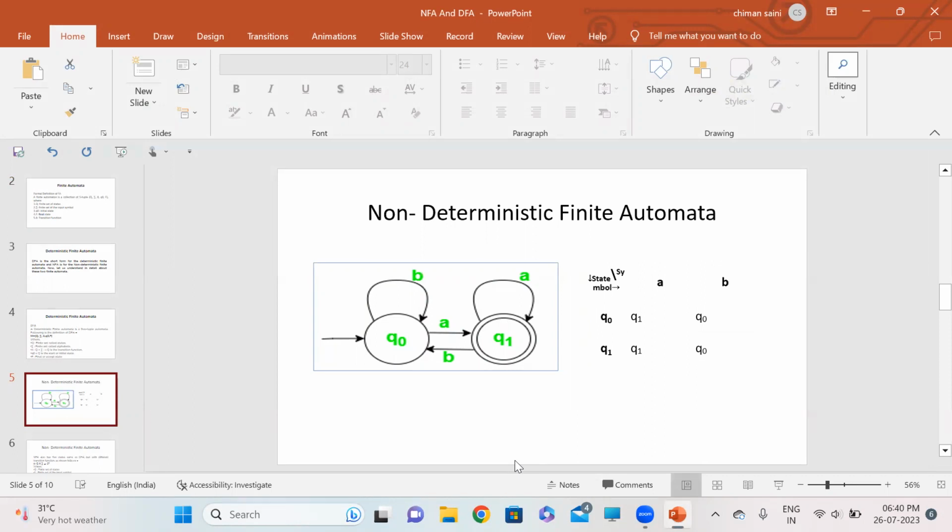Then we have the transition function. You can see the transition function as a mathematical function. After applying this, we move from one state to another state in an automata. That is our transition function, and it will vary from automata to automata.